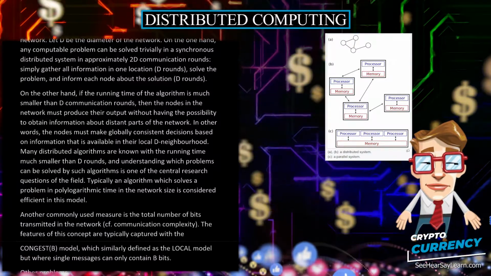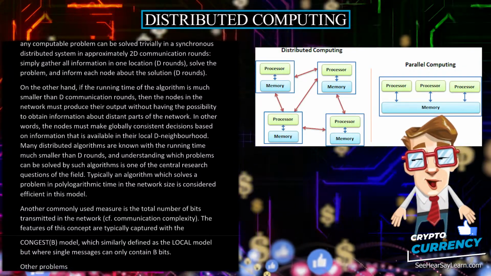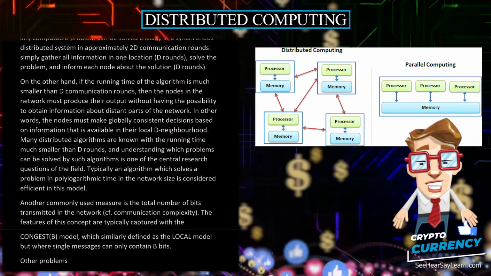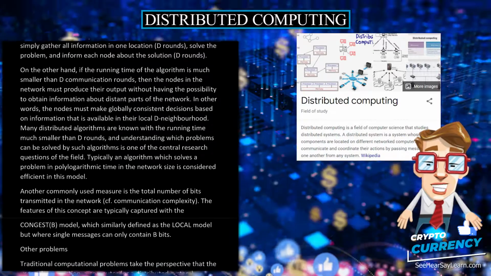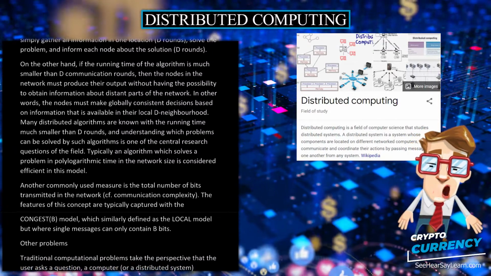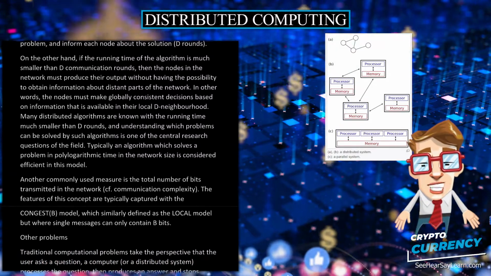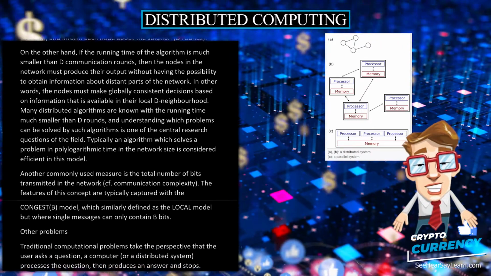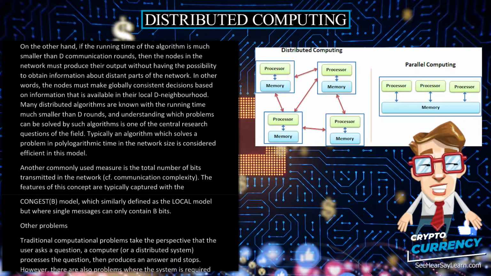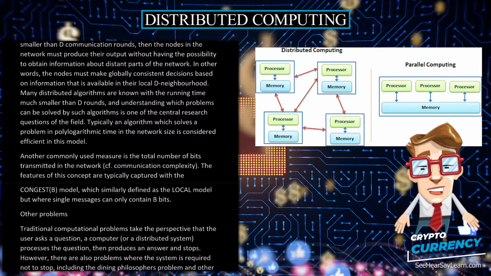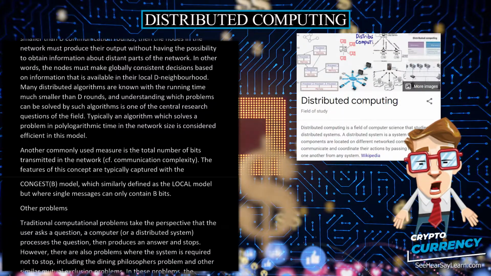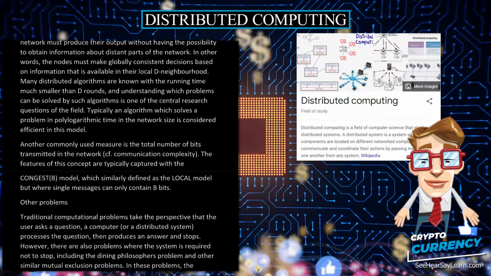Typically, an algorithm which solves a problem in polylogarithmic time in the network size is considered efficient in this model. Another commonly used measure is the total number of bits transmitted in the network, cf. communication complexity. The features of this concept are typically captured with the CONGEST(B) model, which is similarly defined as the LOCAL model but where single messages can only contain B bits.